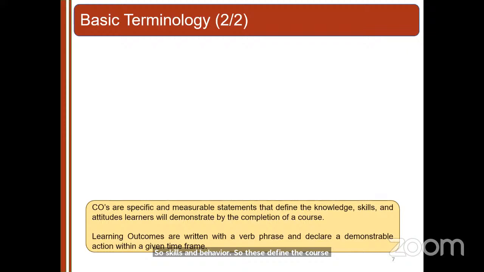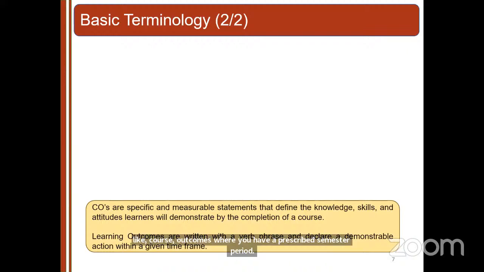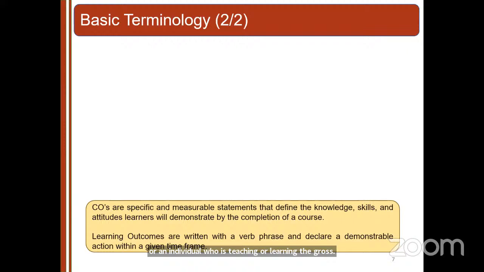When it comes to learning outcomes, you generally give it with a verb phrase, and because it's a verb, there has to be an action within a semester or within a particular 2 or 3 months' time. So course outcomes, you take them at the end of the semester and try to attain them. Whereas learning outcomes are not like course outcomes where you have a prescribed semester period. There is a particular time frame which a faculty or an individual who is teaching or learning the course can assign. And with that, there is a verb phrase, and whatever action comes out, that is the learning outcome.